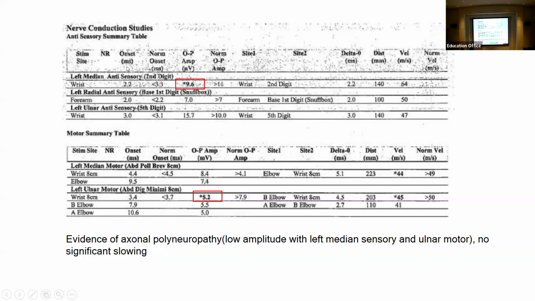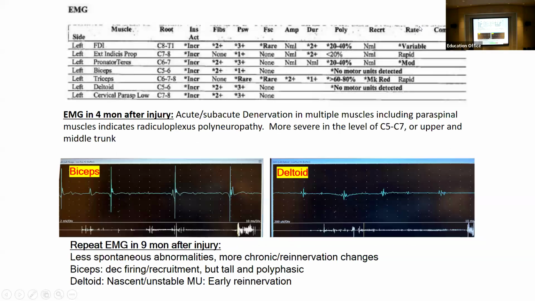So if we go back to this patient's nerve studies, the first time we did basically on the left side, we checked the left sensory nerves and motor nerves. You see the decrease of the amplitude in the left median sensory nerve, as well as the left ulnar motor nerve. So this provides evidence for axonal loss polyneuropathy, and there is no significant slowing that we found.